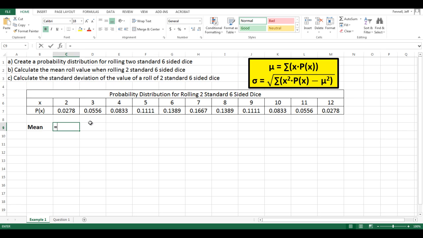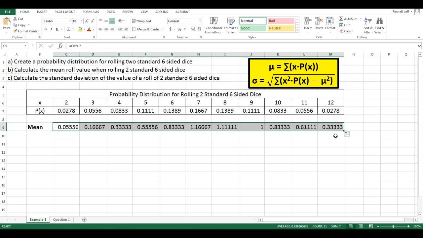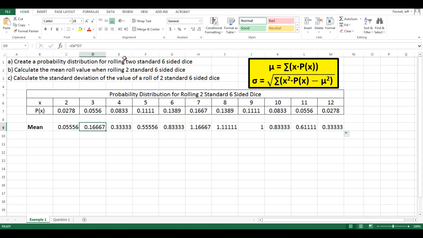So if we were to simply create an Excel function that we could click and drag, equals my cell with 2 times my cell with the probability of 2. And if I'm to click and drag that, and remembering what happens as I click and drag functions, is that as I click and drag it one space to the right, my function also moves all its cell references one to the right. So in my one cell over, I've got 3 times its probable outcome, and then over 4 times its probable outcome.